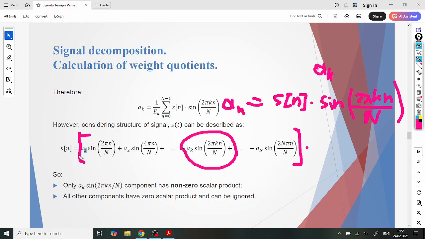But at the same time, we remember that our signal Sn can be represented as a series of functions, like so. Meaning, effectively, that we are going to multiply this entire series with this sine wave.